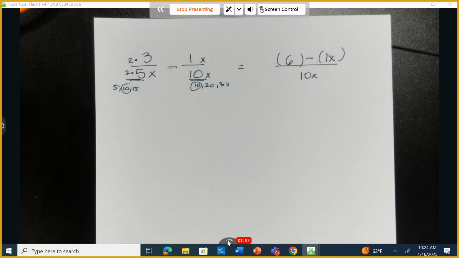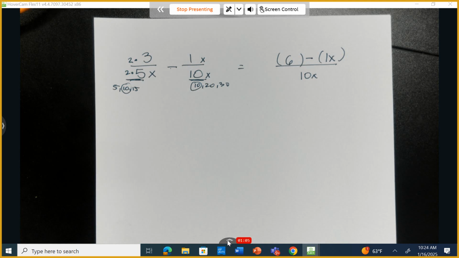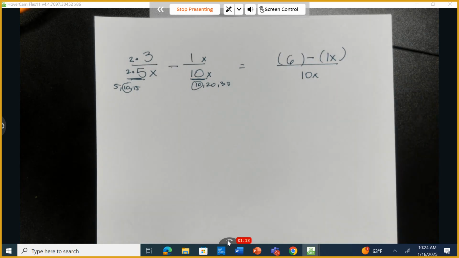And my question for you is, you're going to answer this within your group. Can I combine a 6? Don't tell me, tell your group. Can I combine a 6 and a 1x? There's a lot of confusion about this. I saw a number of kids that did all of this, but then they said the answer is 5x or the answer is 5. Tell your group right now, can I combine the 6 and the 1x? Go.